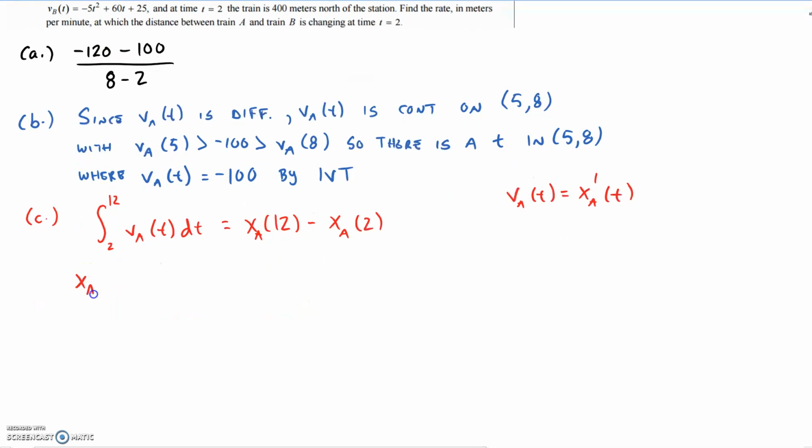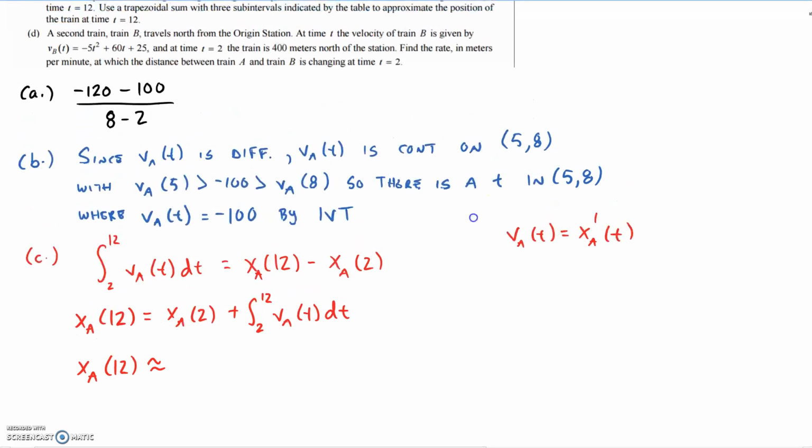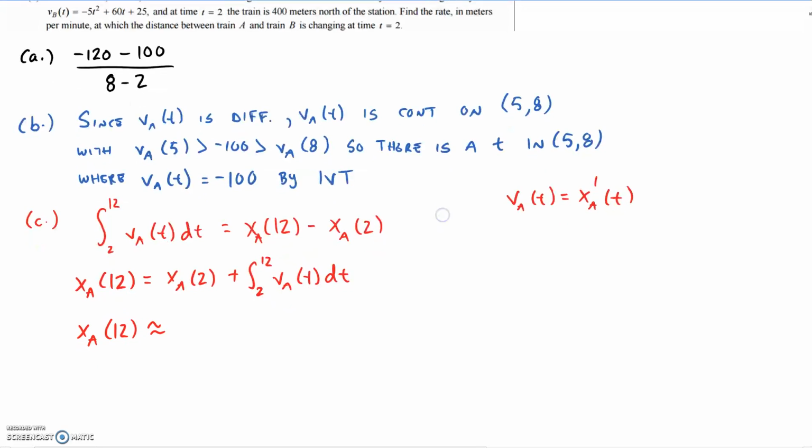We could also write this as x sub A of 12 is equal to x sub A of 2 plus this integral from 2 to 12. And then we're approximating that integral with the trapezoidal sum. So if we're approximating the integral, then we must also be approximating the value of x sub A of 12. They also tell us that x sub A of 2 is 300. So 300 plus the trapezoidal sum, that is this integral.